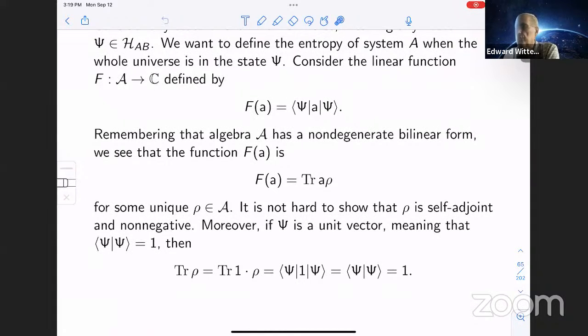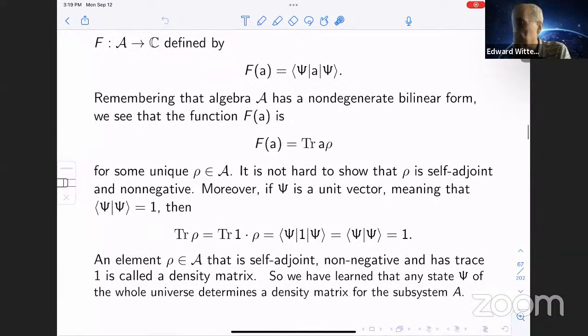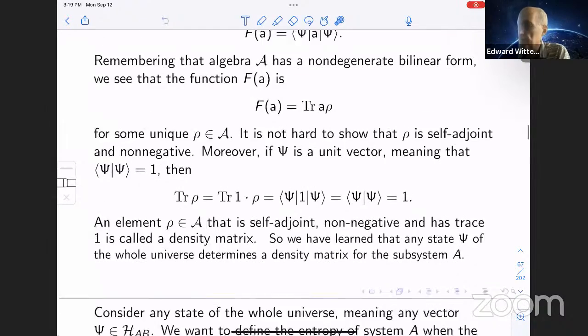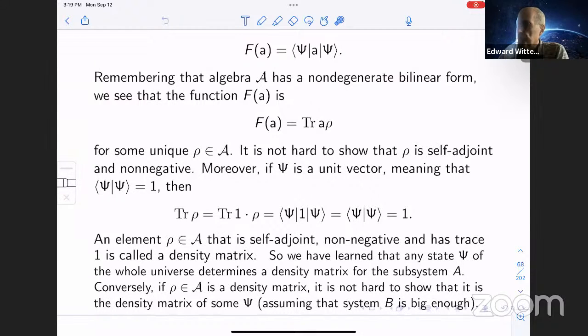Moreover, if psi is a unit vector, meaning that its norm is 1, then the trace of rho, which is the trace of 1 times rho, by this formula here, is the expectation value of the identity in the state psi, so it's equal to 1. So any element of the algebra that's self-adjoint, non-negative, and with trace 1 is called a density matrix. So we've learned that any state psi of the whole universe determines a density matrix for the subsystem A. Conversely, if rho is the density matrix, it's not hard to show it's the density matrix of some state psi, assuming system B is big enough.